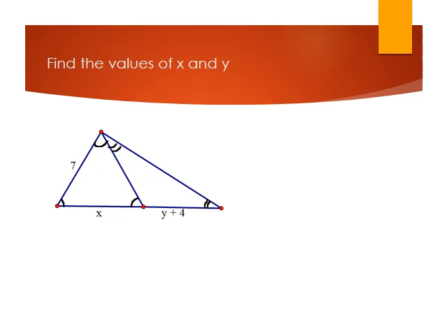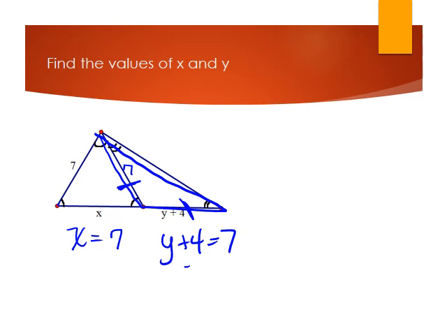So let's find the values for X and Y. So I know that this is an equiangular triangle. All my sides are congruent, so I know that X is 7. I also know that this side is going to be 7. And then this triangle, I've got my base angles congruent, so that means that these sides are congruent. So Y plus 4 equals 7. And if I subtract 4, y equals 3.